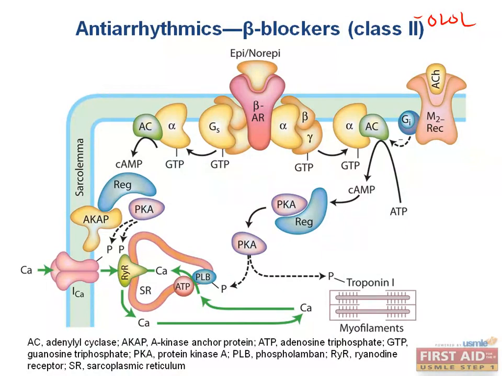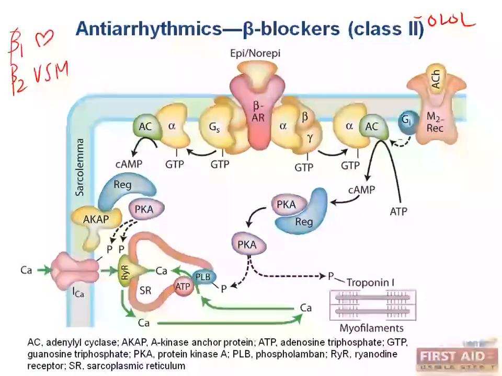First, let's discuss the beta-1 receptors that are found on the myocytes and the beta-2 receptors found in the peripheral smooth muscle vasculature. So beta-1, myocardium; beta-2, vascular smooth muscle cell. Look at this slide. It looks super familiar because we already know it. Let's review beta-1 adrenergic stimulation one more time.